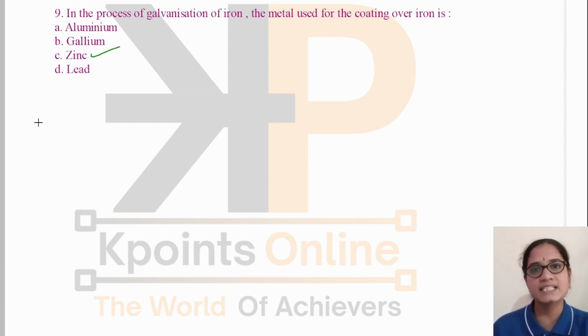Why is it done? It is done to prevent the rusting of iron, so that it forms a protective coating on the iron articles and that iron will not react with the moisture present in air. So in order to prevent rusting, galvanization is done. So for galvanization, the metal that is used is zinc.